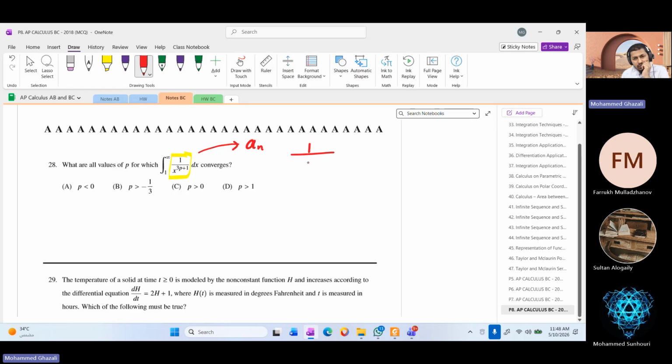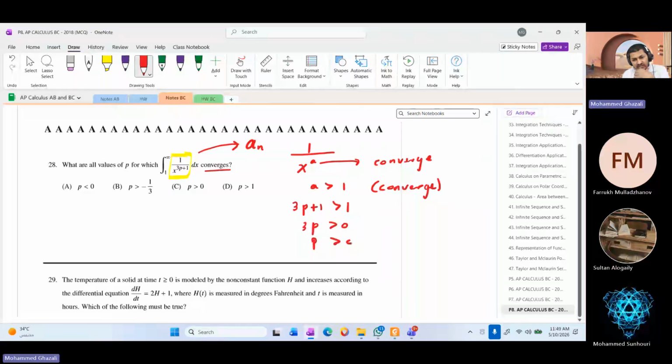Now, let's look at 1 over x to the power A. When will this converge? When A is greater than 1. When it's less than 1, it will diverge. Right. So when A is greater than 1, it will converge. P series, okay? Now, what is the value of A? 3P plus 1. So 3P is greater than 0. P is greater than 0. Easy peasy, man. Come on, see.